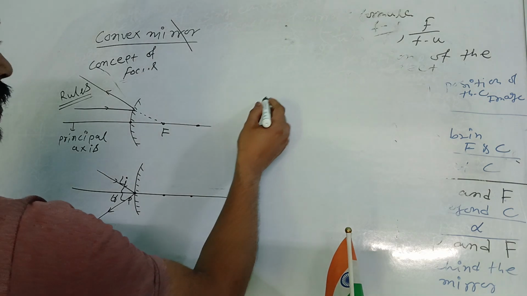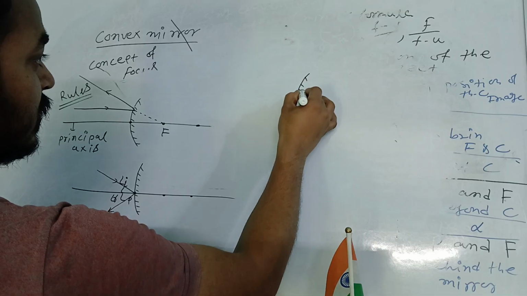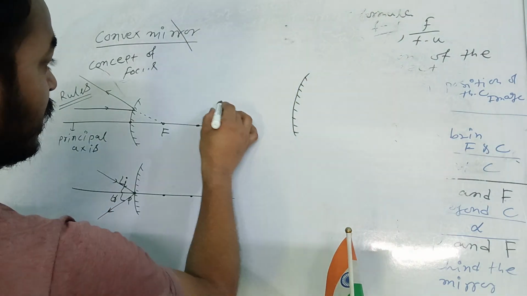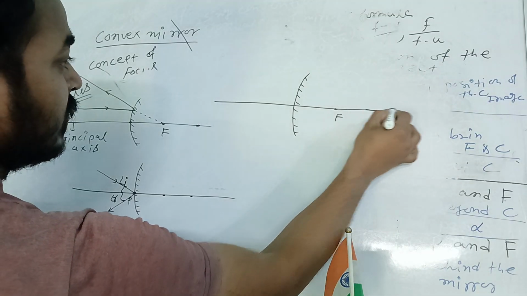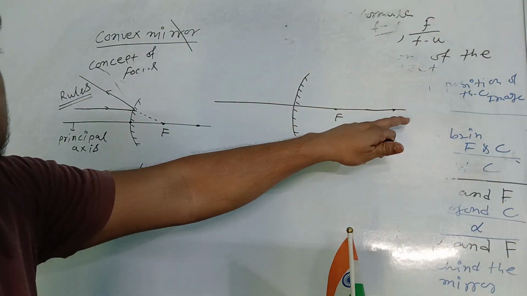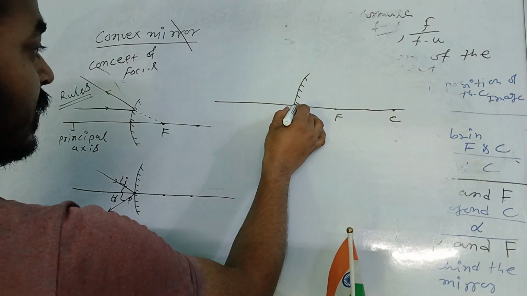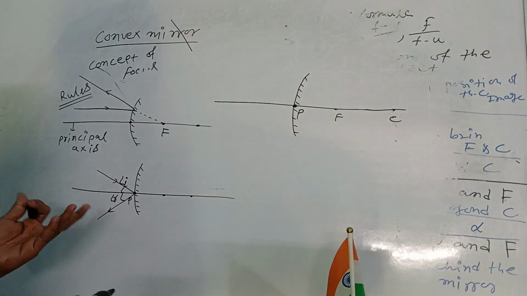Now another one, say convex. It is the convex too. This is the convex mirror. This is the focus, and this is the center of curvature. It is the focus and it is the center of curvature. This is the pole. So somehow, clear?